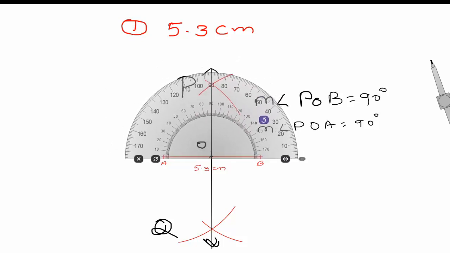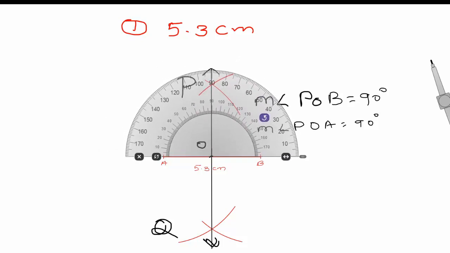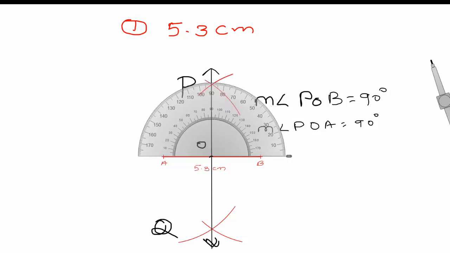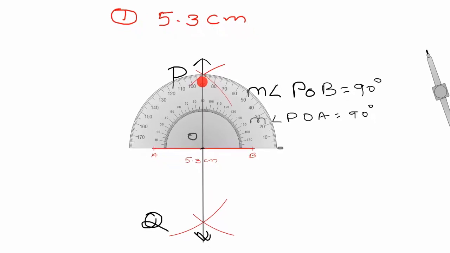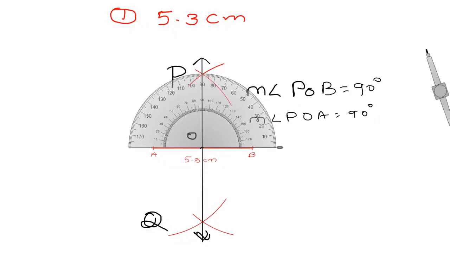Put the protractor on the point O, center of the protractor on point O, and baseline of the protractor on the line segment AB. Here we see that the line PQ falls on the mark of 90 degrees. Therefore, measure of angle AOP is 90 degrees, as well as measure of angle BOP is 90 degrees.